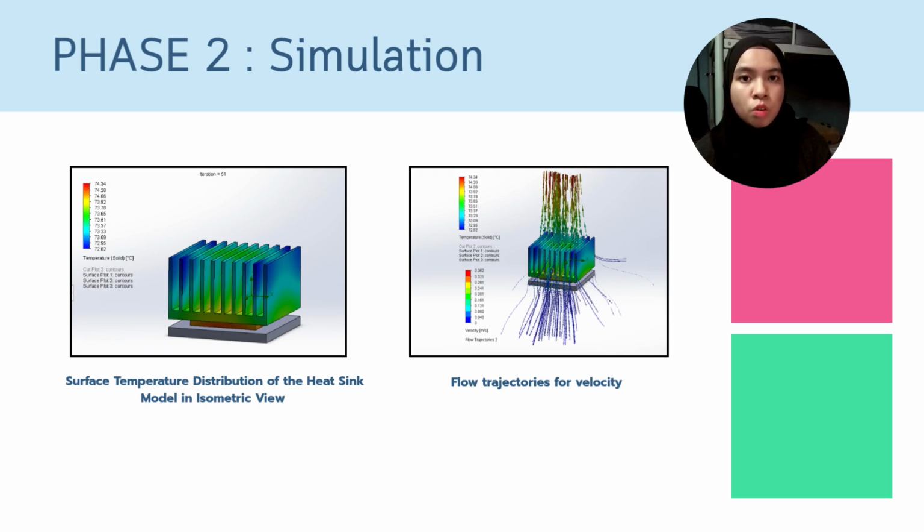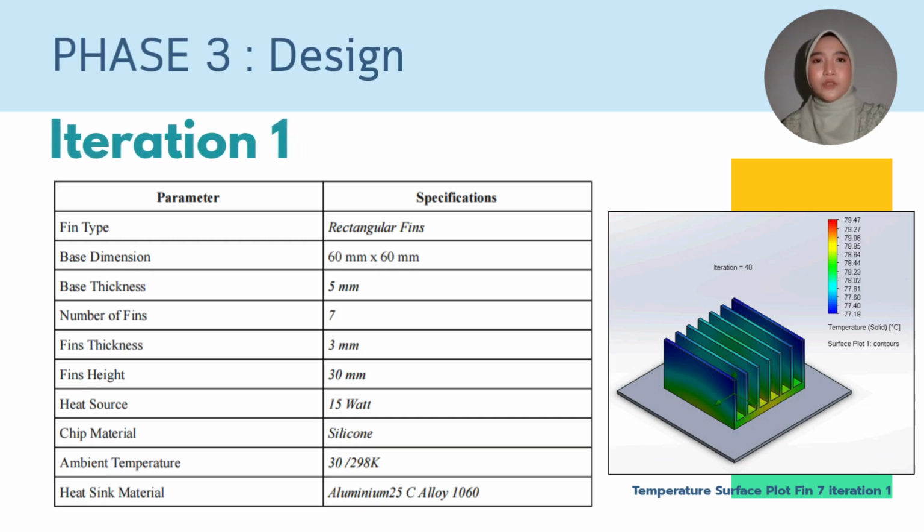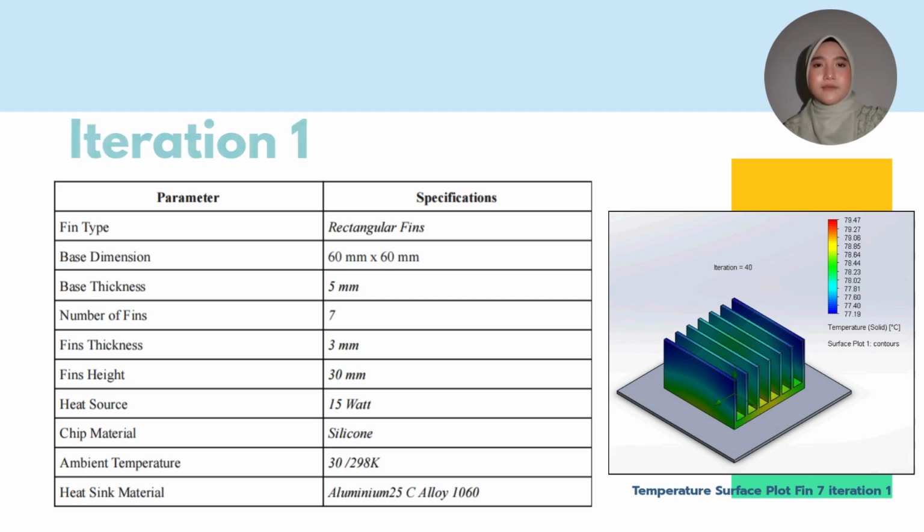Next, we will continue for our phase 3. In phase 3, we move into design optimization using a higher heat load of 15 watts to test the limits of our system. For iteration 1, we modified the base design to feature 7 rectangular fins with an increased thickness of 3 mm. As you can see in the temperature surface plot, the heat is distributed across the fins, but the reduced fin count provides less surface area for dissipation compared to our original base case.